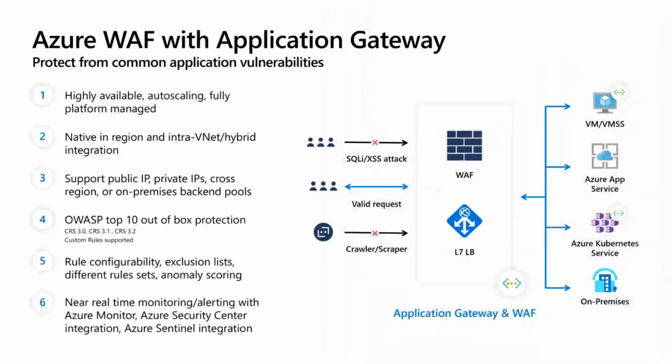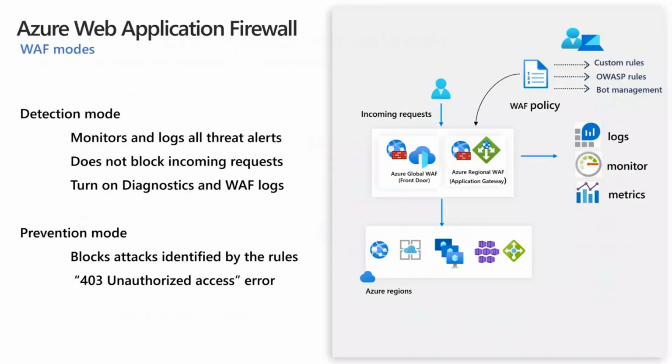WAF with Application Gateway has the ability, like I said, to come closer to the application and be more fine-tuned for it. There are two modes that WAF runs in. You run in detection mode first always, where the traffic is logged, and then move it to prevention mode when you want to drop the traffic that is supposed to be dropped.